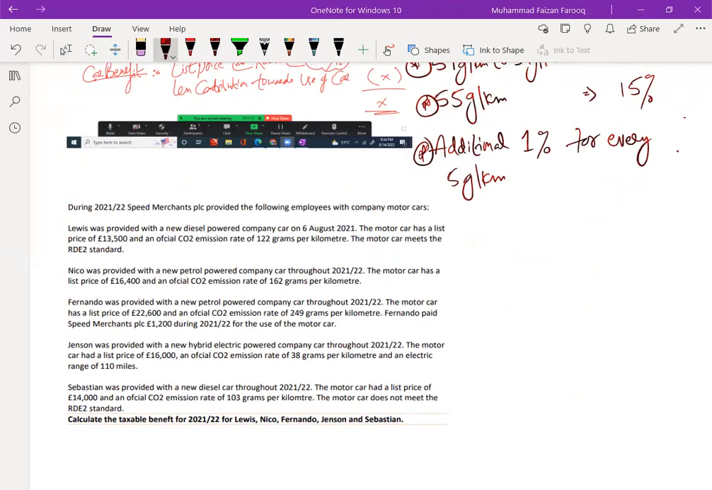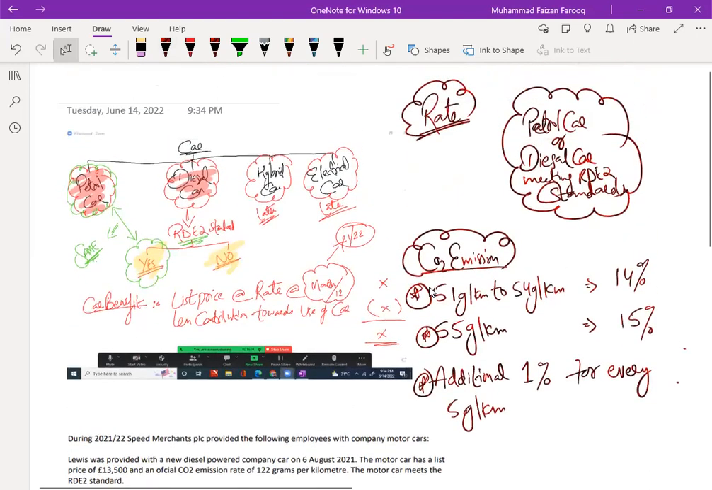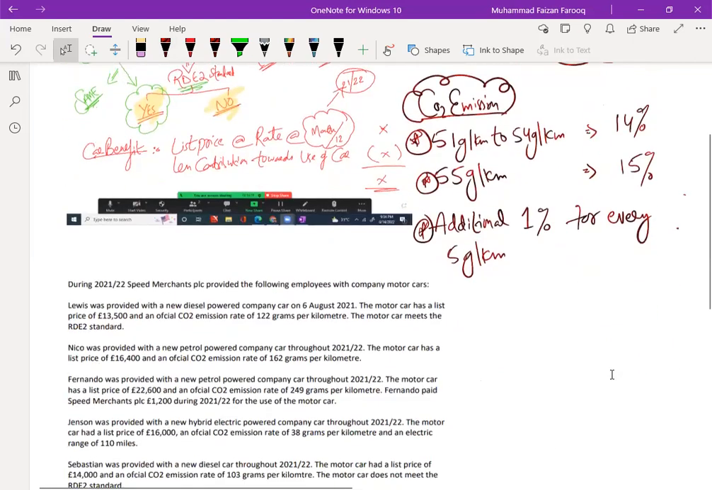Levi's was provided with a new diesel-powered company car on 6 August 2021. The motor car has a list price of £13,500 and an official CO2 emission rate of 122 grams per kilometer. The motor car meets the RDE2 standard. The car meets the RDE2 standards, right or wrong? So it will be treated the same as a petrol car, right or wrong?